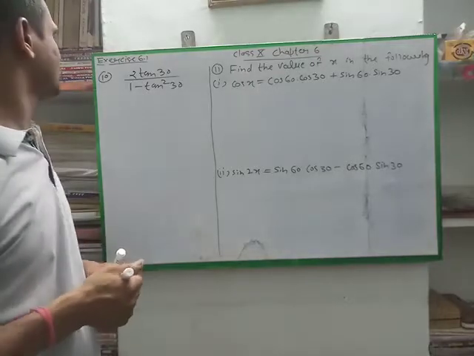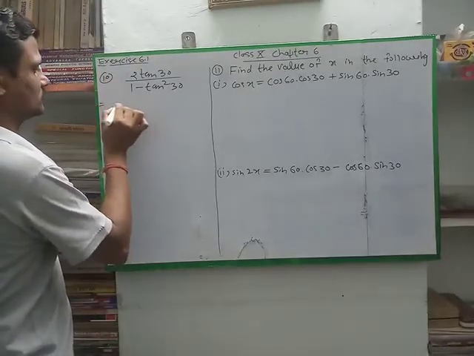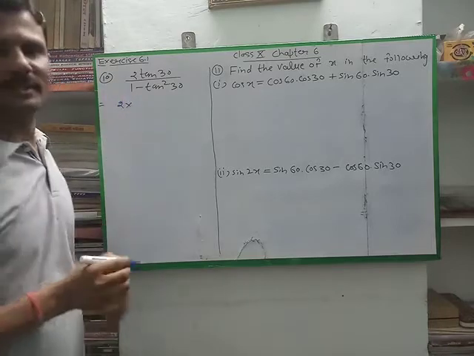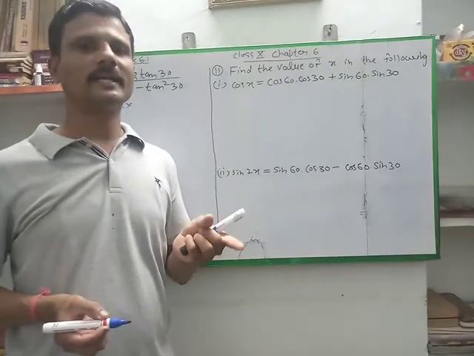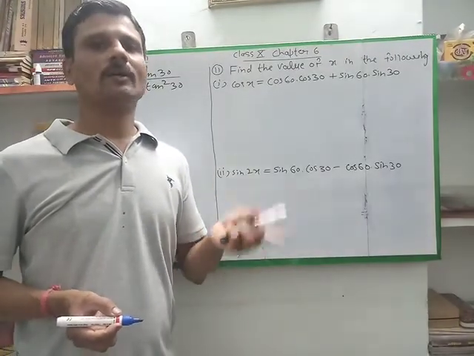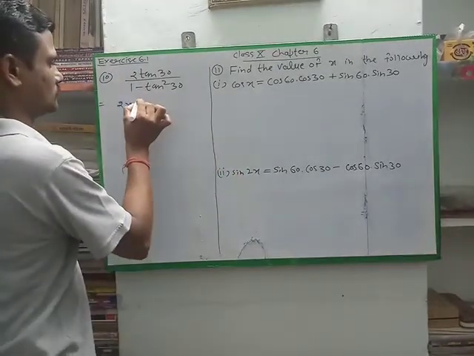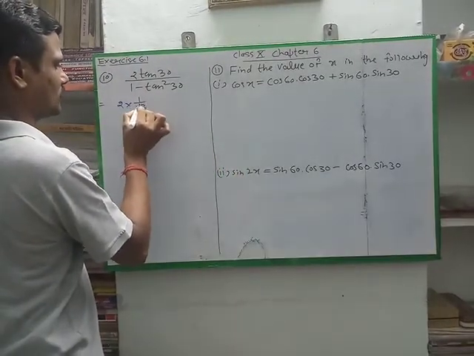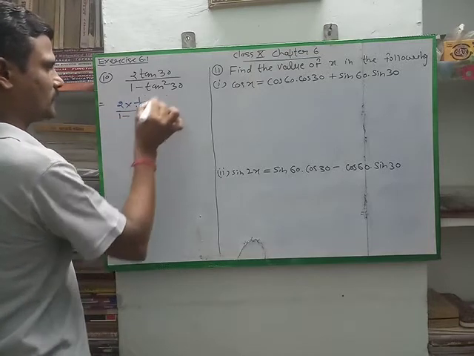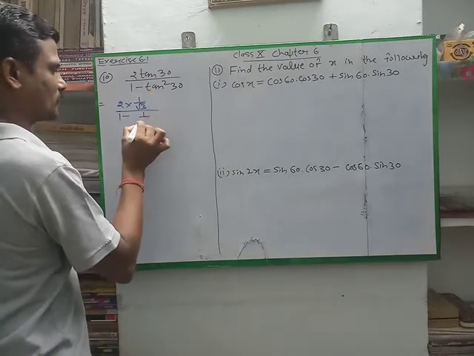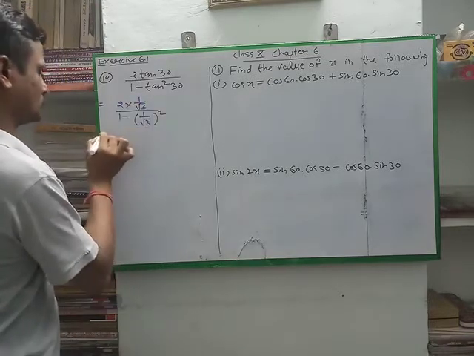Question number 10. The value of tan 30 is 1 by root 3, and then cot 30 is root 3 upon 1. So we have tan 30 (1 by root 3) upon 1 minus tan 30, again 1 by root 3, whole square. Solve this value.